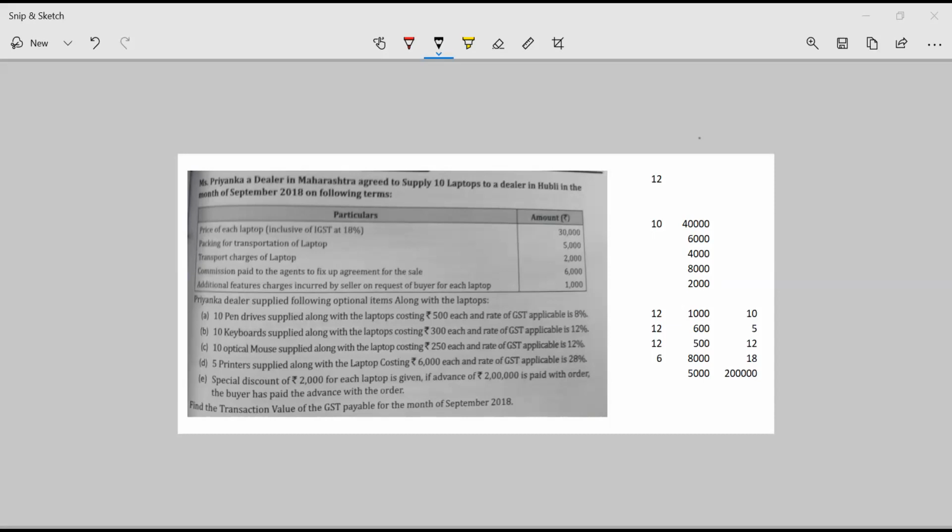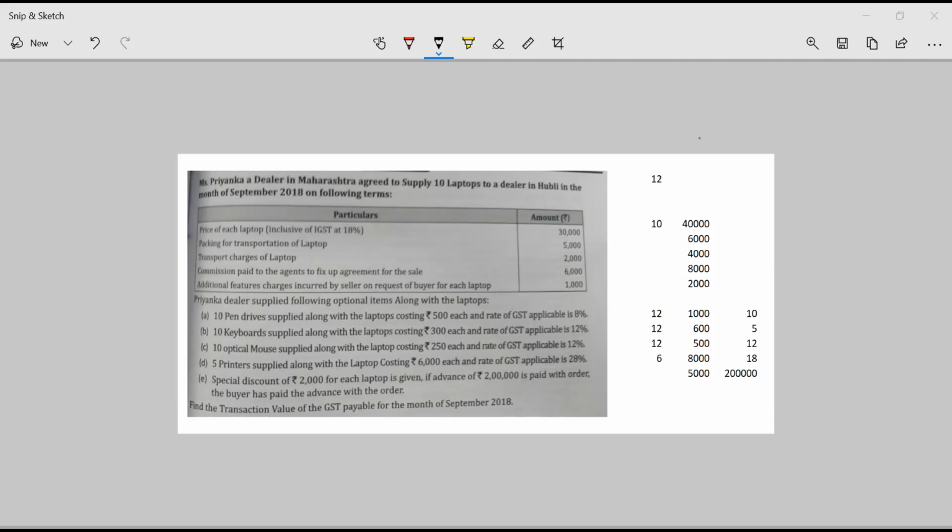Dheeraj, is the GST 103278? What is your transaction value? 573771. No, that is incorrect. Is it 40,000 multiplied by 12 divided by 112, so that I get the value excluding IGST? That gives 4285.7. No, that is incorrect.